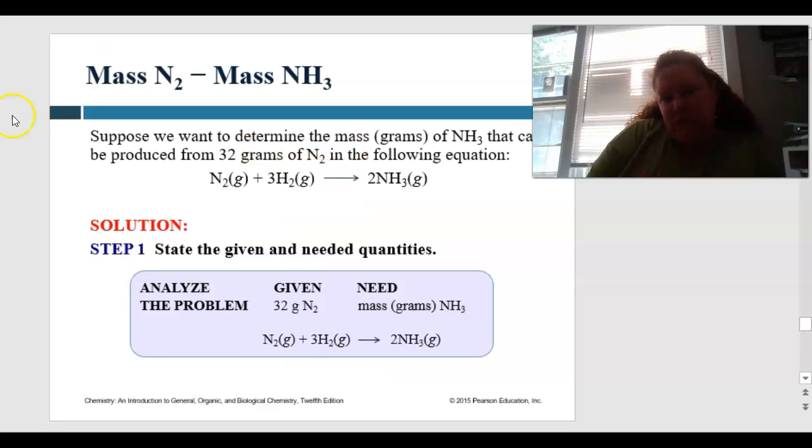So suppose that we want to determine the mass in grams of NH3 that can be produced from 32 grams of N2 in the following equation. N2 in the gas state plus 3H2 in the gas state equals 2NH3 in the gas state. So how to do this? Step 1, state given and needed. We were given 32 grams of N2 and we need the mass in grams of NH3. Okay, and there's the formula.